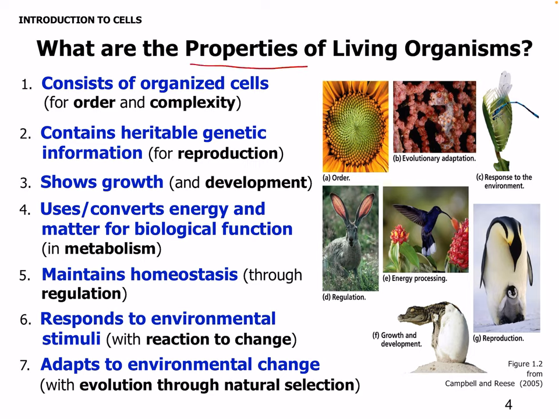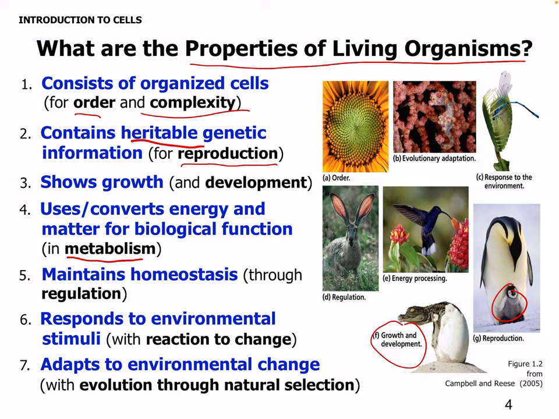So what are the properties of living organisms? Here we have a bunch of pictures of different living organisms. We can see here a plant, different kinds of plants, a penguin. But living organisms must consist of organized cells for order and complexity. They must contain heritable genetic information for reproduction. They must show growth and development, as you can see in this little example. Reproduction, growth, and development. They must use or convert energy and matter for biological function, like they must have some form of metabolism.